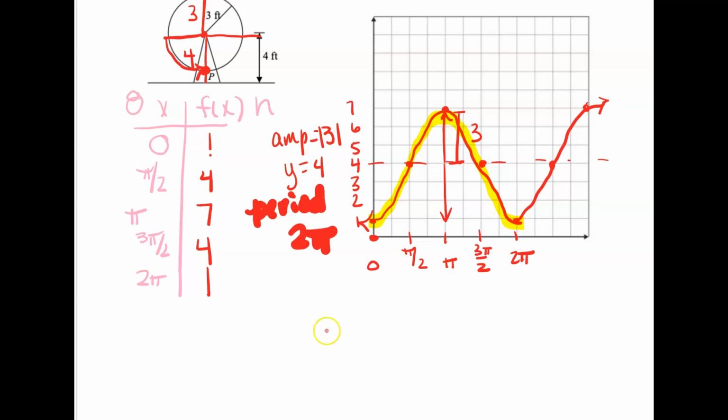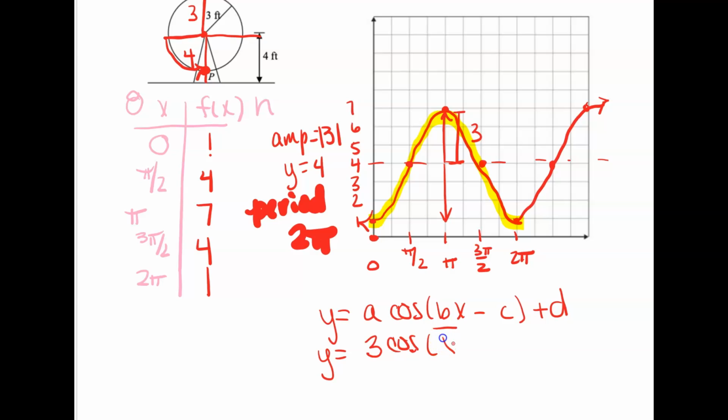And so consider that if you had y equal to a cosine of bx minus c plus d, that a was 3, cosine because of the shape of that period. Now with this one, our period was based on 2 pi over b, so I know I'm just going to have an x there. My midline is at 4, so I'm going to have a plus 4 out here.